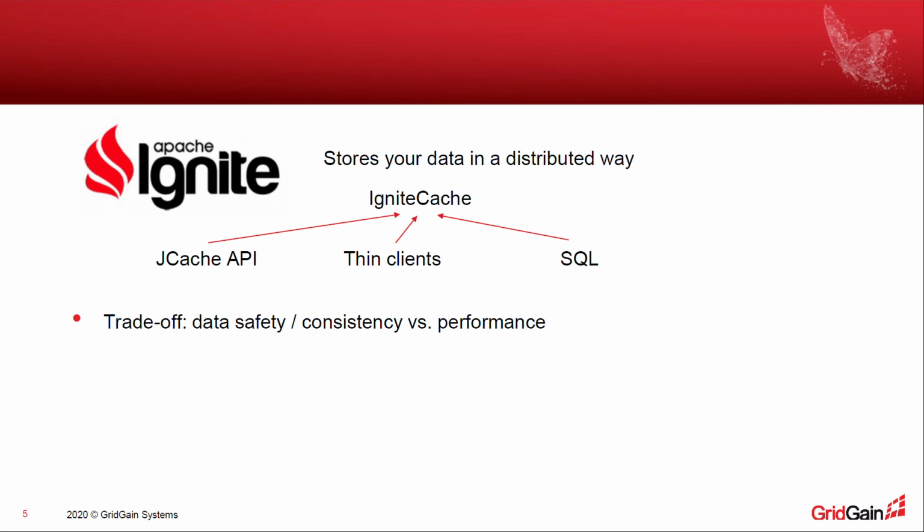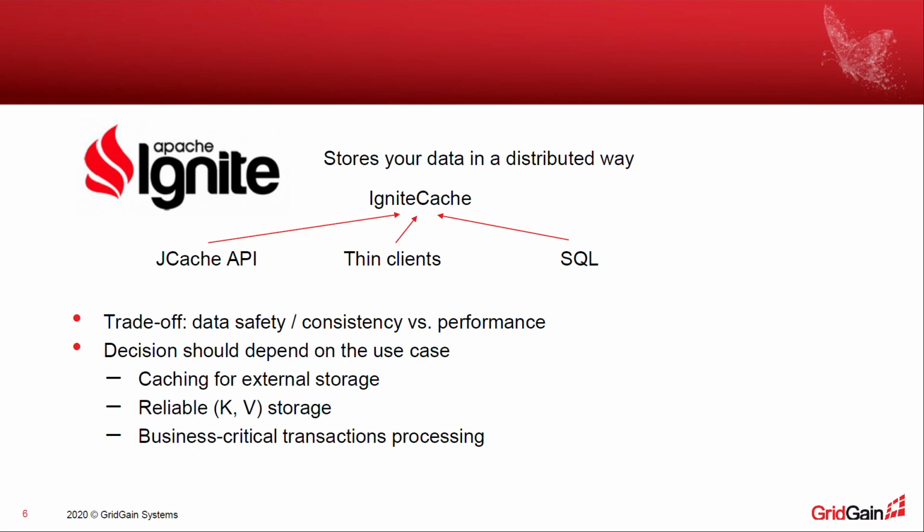And when you plan your solution, there's always a trade-off between data safety and consistency versus performance. You have to make the choice, and the choice should depend on your use case. Apache Ignite can serve in many use cases. It can be used as a cache layer for external storage. It can also be a reliable key-value storage itself. It can even be used as a business critical transactions processing core engine. And in any of those use cases, Ignite configuration is flexible and allows adapting to every use case.